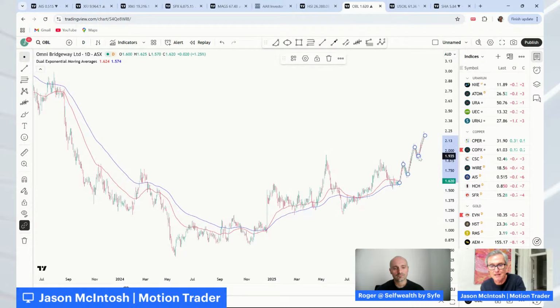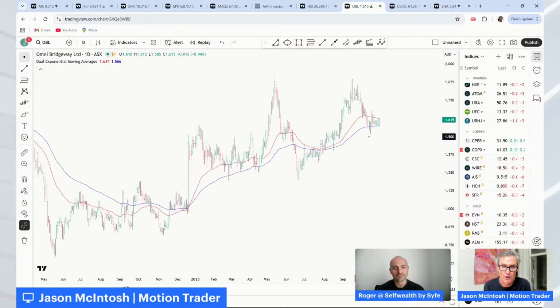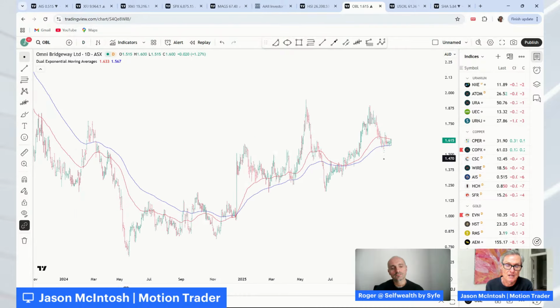I think that could happen. I don't know that it will happen, but it's certainly got that potential. If it were to break below the October low, and then we start getting some downside vulnerability coming in, so prices below the moving averages and some lower lows, then it starts to lose some of that appeal. So it's in the Motion Trader portfolio. There's a Motion Trader stop loss on it. That's probably the play here.